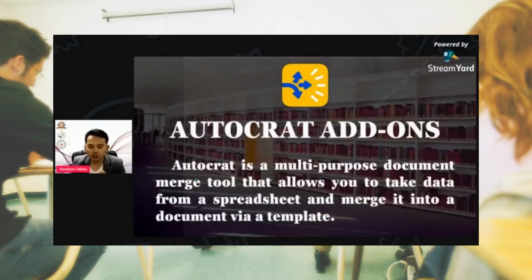Autocrat is a multi-purpose document merge tool that allows you to take data from a spreadsheet and merge it into a document via a template. In addition, Autocrat allows you to merge information from your spreadsheets into other formats like documents or PDFs. It has a simple user interface that makes formatting, storing, and sharing information a breeze.